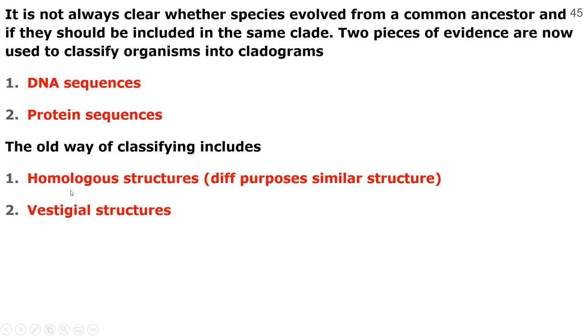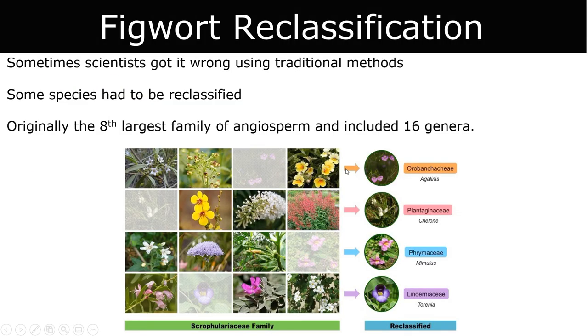The old way of classifying was based only on homologous structures. So things like the pentadactyl limb, where you have different purposes, like swimming if you're a whale, or flying if you're a bird, or grasping things if you're a human. So those are different purposes, but the structure is similar. We also look at vestigial structures, so things like tailbones. This is how we used to classify things. But now we've got advanced technologies and we can use DNA sequences and protein sequences to do this instead.